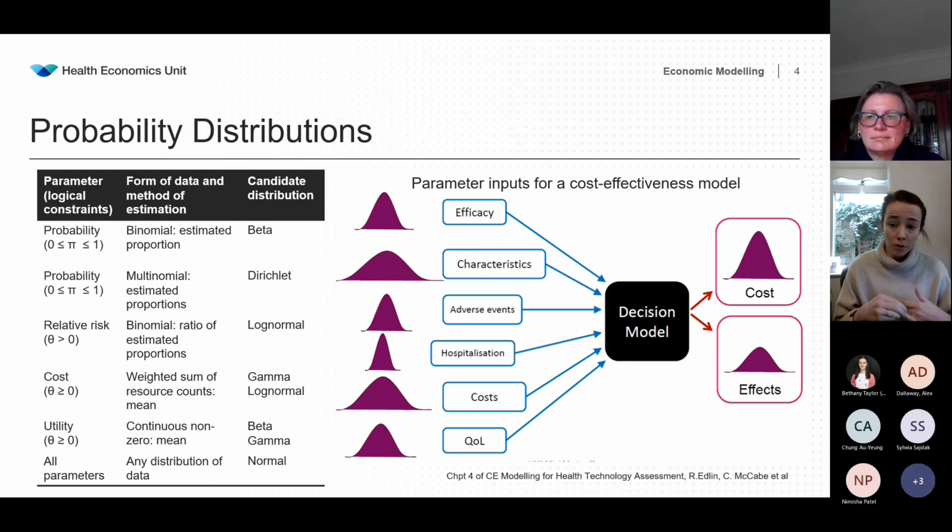These are some common distributions. The distribution of values for any particular type of parameter might fall into one of these categories. And typically, for example, a utility parameter is going to follow a beta or gamma distribution, and it's going to have a continuous non-zero mean. We're not going to go into this a bunch today, but this is a good way to think about the fact that all distributions aren't the same, and you might need to consider different types of distributions when you're modeling.